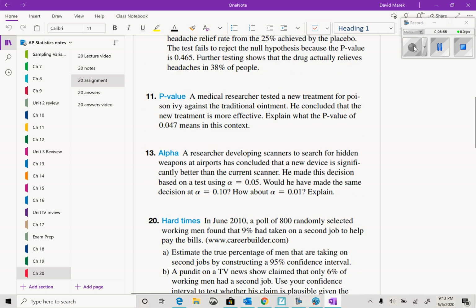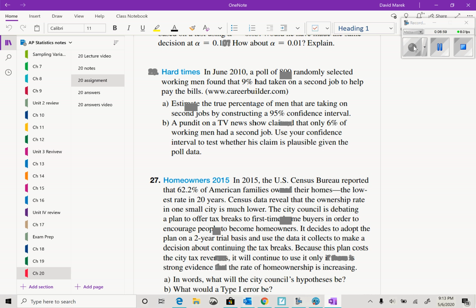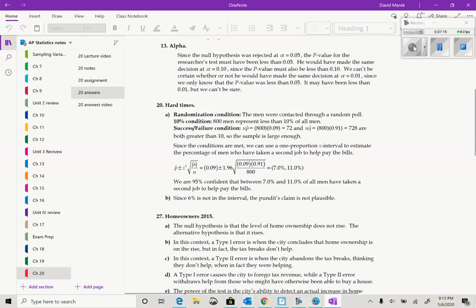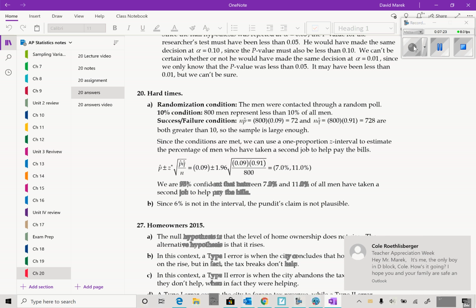Then we're going to take a look at number 20. In June 2010, a poll of 800 randomly selected working men found that 9% had taken on a second job to help pay the bills. Estimate the true percentage of men that are taking on second jobs by constructing a 95% confidence interval. We've done these before. Before you do anything else, check the conditions. And on the test, write this or type it out.